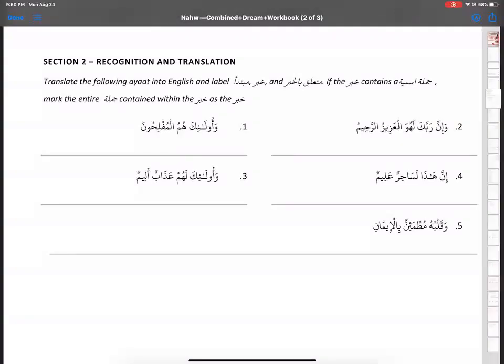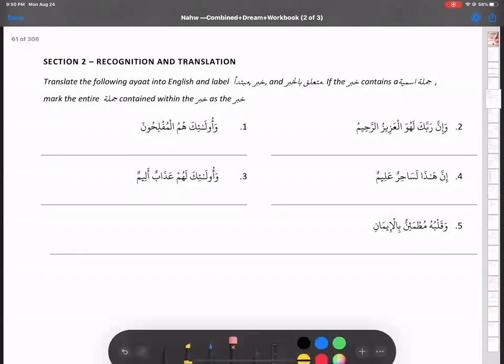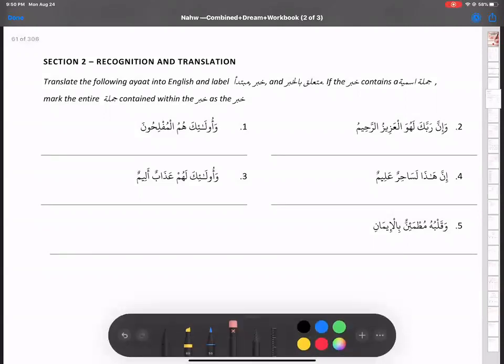Okay. So let's see some more over here. This is kind of an embedded sentence. You're going to see two mubtadas over here. So wa inna rabbaka. What is that? Wa is harf ataf, inna is harf nasb. So wa inna rabbaka, the whole thing is our mubtada, right?